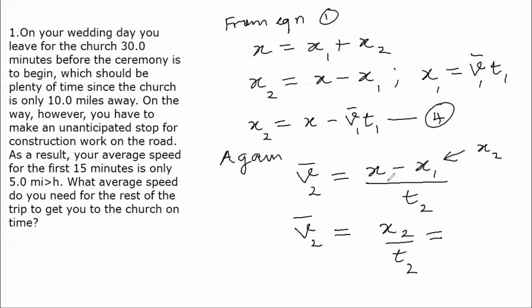Now look at this equation 4. From equation 4, this x2 here, I can just write as x minus v1 times t1, over t2. So this v2 can just be written as x minus v1 t1 over t2. I'm just substituting that value there. That's basically what I have done. And now let me just write it properly.